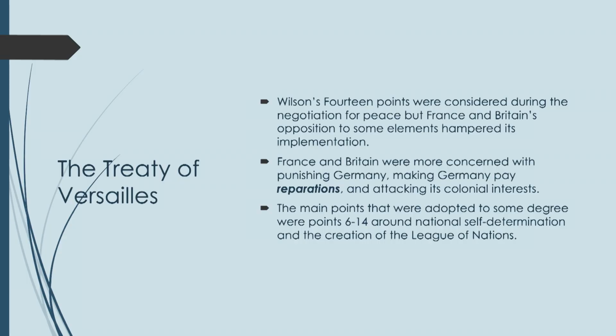The Treaty of Versailles: Wilson's 14 points were considered during the negotiation of peace, but France, embracing its opposition to some elements, hampered the implementation. And because of the idea of the League of Nations, the United States of America doesn't accept the Treaty of Versailles, and we end up signing our own peace agreements with the warring nations after the war is over.